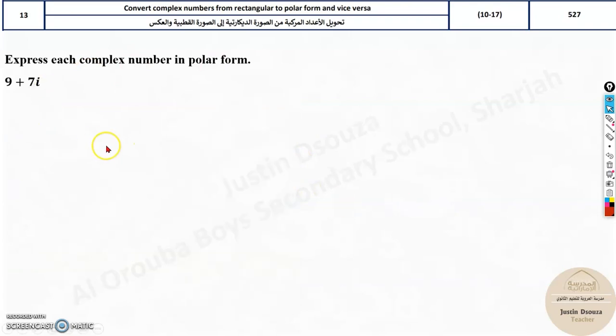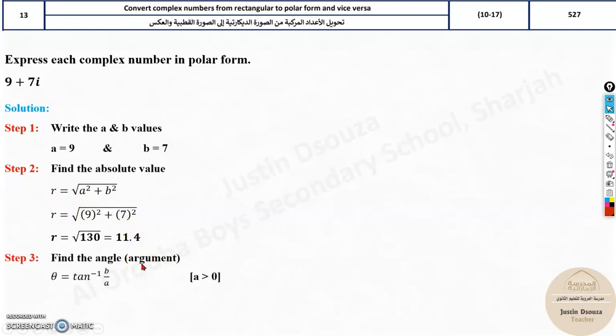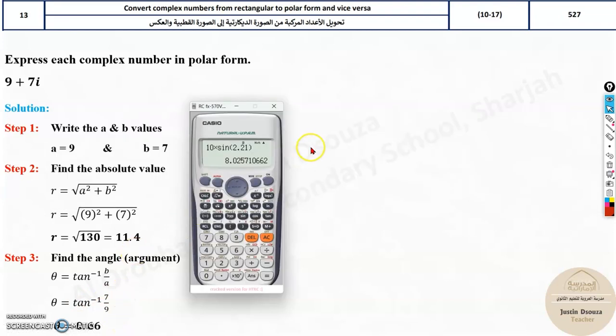So that's it. Over here we added pi. Let's see a value with positive a. Same procedure. Find the a and b value and then use the absolute value formula. Find the radius r. R is 11.4, and now we need to find the angle or the argument just by using the formula theta is tan inverse b by a. Now you'll get tan inverse 7 by 9. The answer is 0.6, again in radian mode.